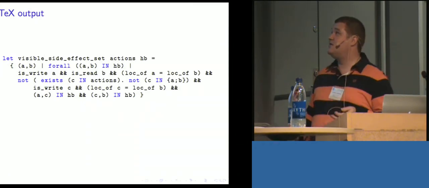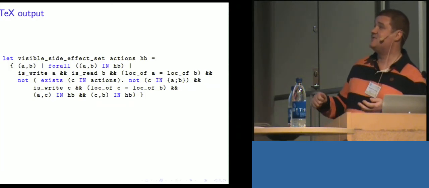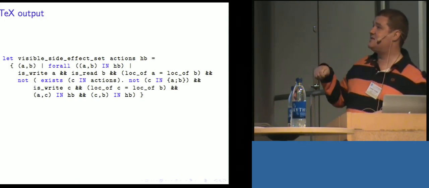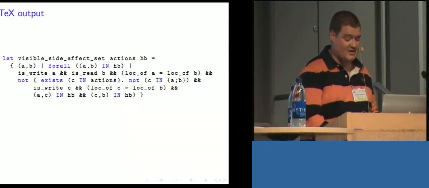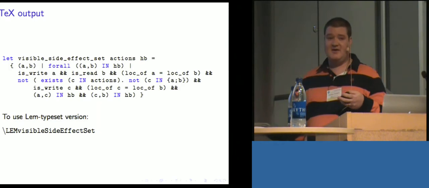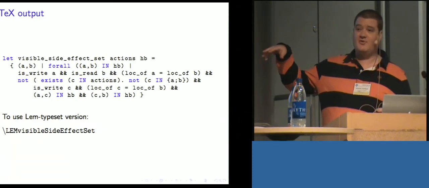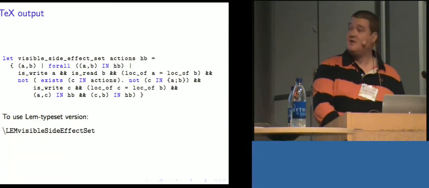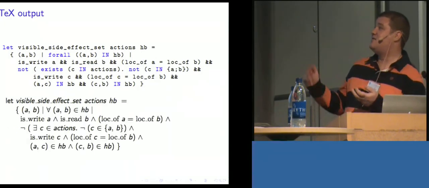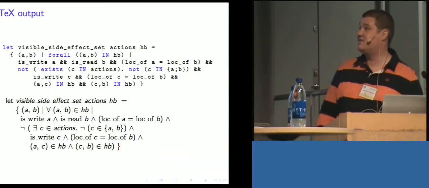So similarly, here's some more Lem input. This is a set comprehension which builds a set of pairs, taking pairs from the HB set, performing that test and keeping them if they satisfy it. And Lem will produce, as a side effect, a LaTeX file with a series of macros, with one macro corresponding to, say, one type or one function, which you can then use in your LaTeX paper or documentation, and you get something that looks quite nice. So the text-based forall has been changed to a universal quantifier, and so on.